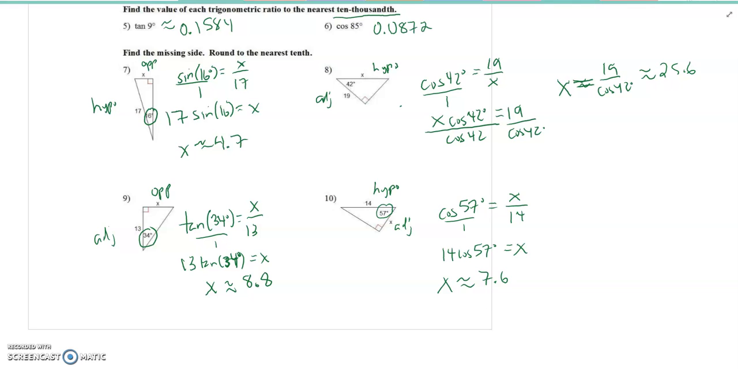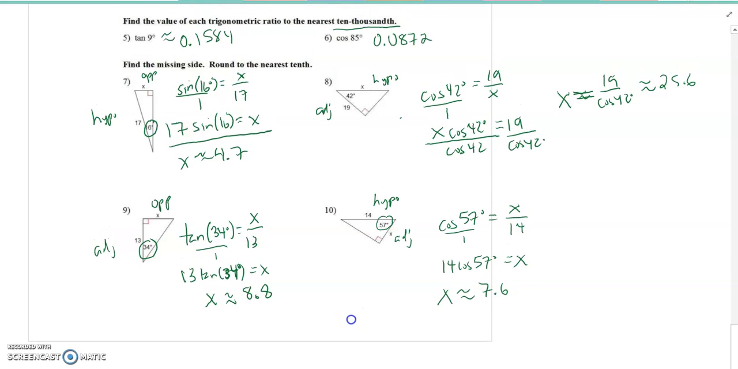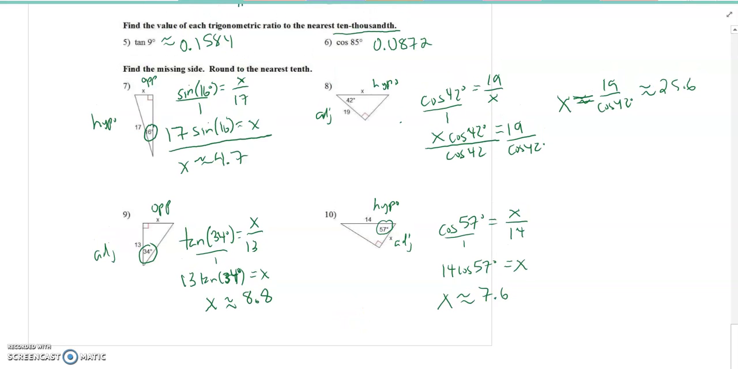A couple things to note. Remember, your calculator must be in degree mode. Do not round. Like when I type into my calculator, I actually type in 17 sine of 16 degrees, and then that's my x value. So don't approximate sine of 16. Wait until the very end to type it into your calculator. Here's all the answers with all the problems worked out.